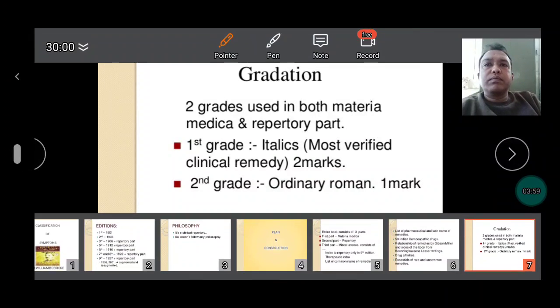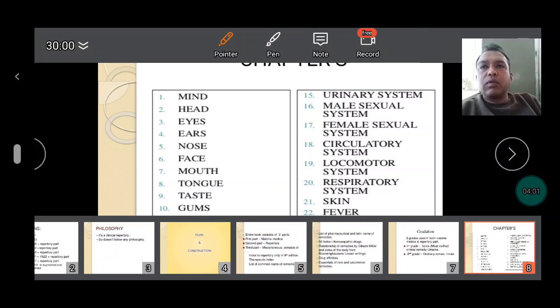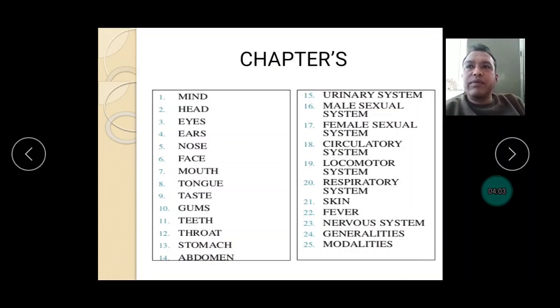Now the chapters we'll be discussing: the first chapter is mind, the second is head, third is eyes, ears, nose, face, mouth, tongue. It is again head to toe in format: taste, gums, teeth, throat, stomach, urinary, male, female, sexual system, circulatory, locomotor, skin, fever, and so on. So it's basically a mind to head to toe kind of arrangement of chapters in this repertory, right?